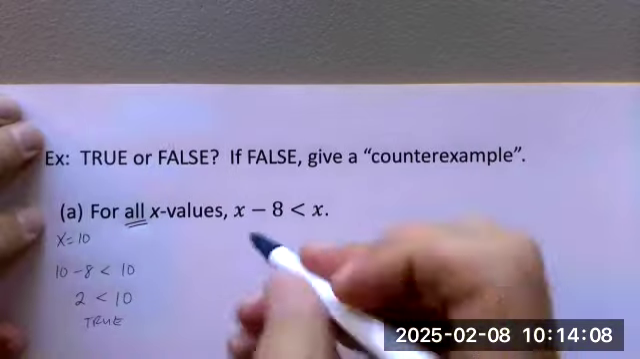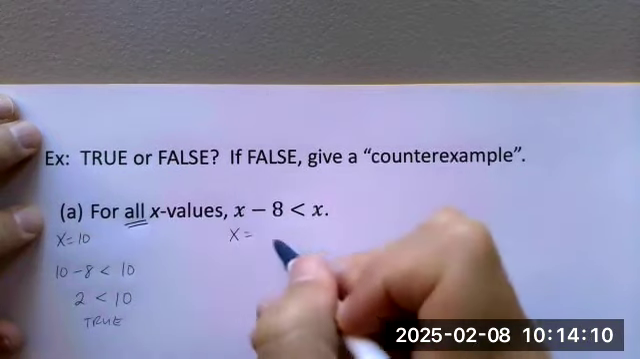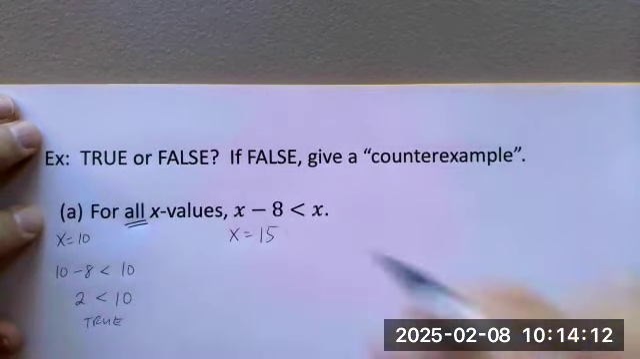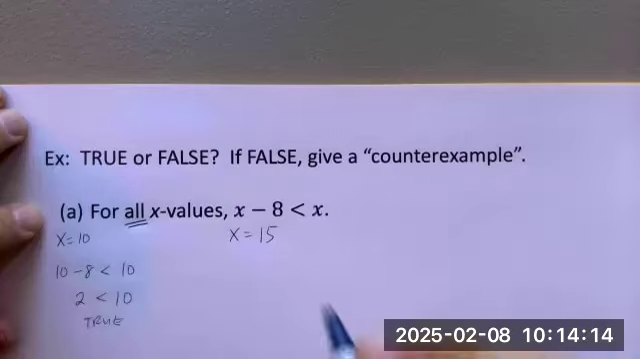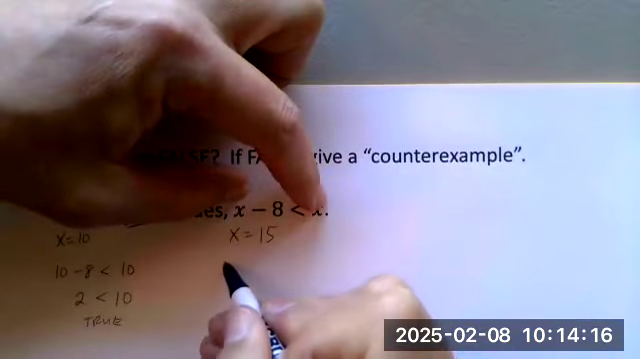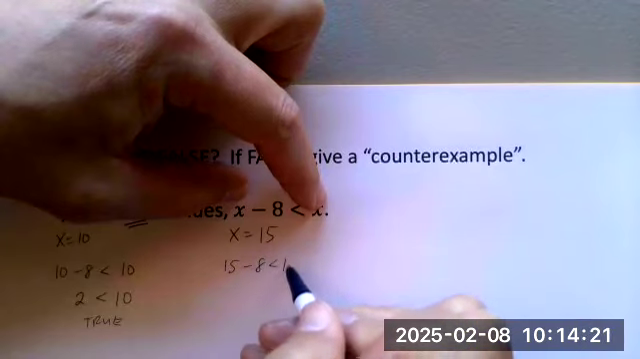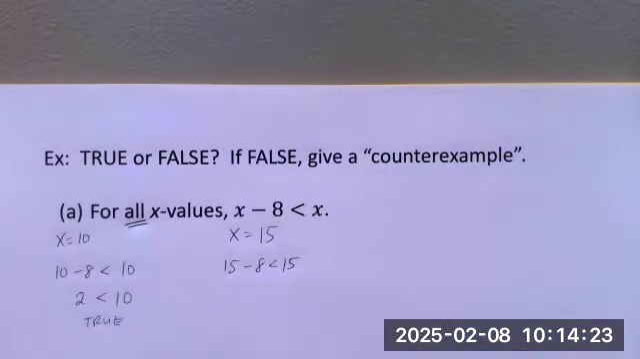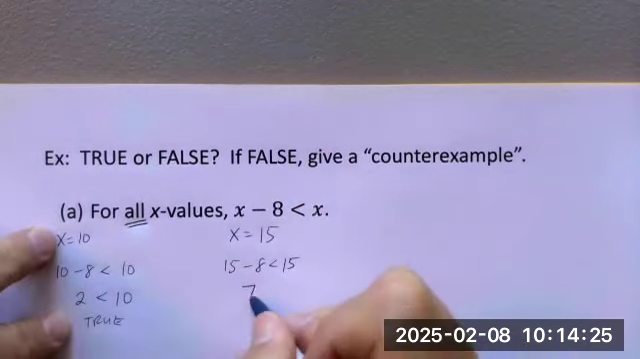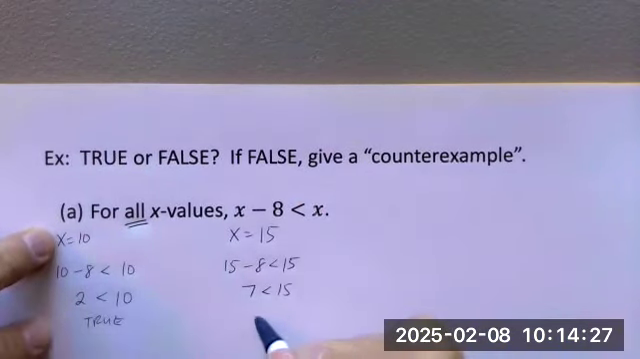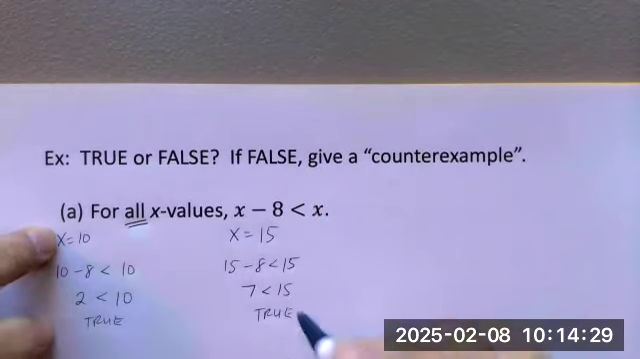Let's keep going. Let's try x equals 15. Okay, I'm just randomly picking x values here. There's no reason you had to pick 15. If I put a 15 in those two spots, it would look like this. Is that true or false? 15 minus 8 is 7. Is 7 less than 15? Sure it is.